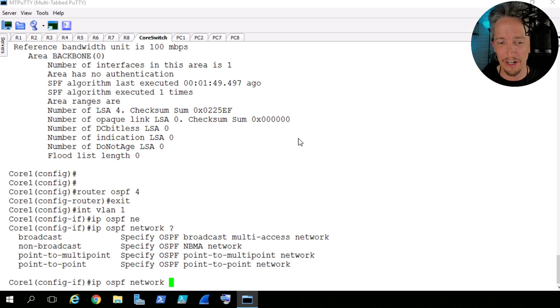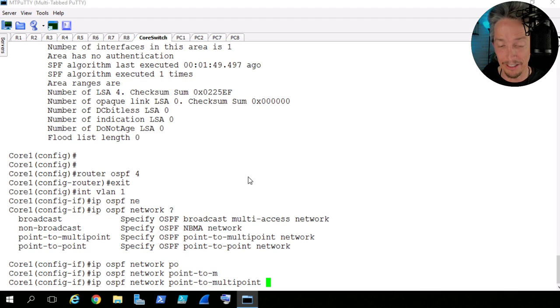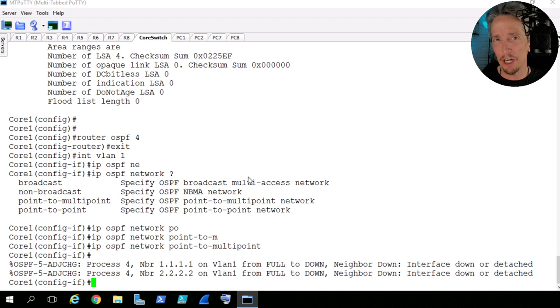Non-broadcast, meaning we have to hard code our neighbors. Or point to multipoint or point to point. Let's do point to point. Let's do point to multipoint. And press enter. So in a moment, what I expect to happen is there's a couple things that that does for us.